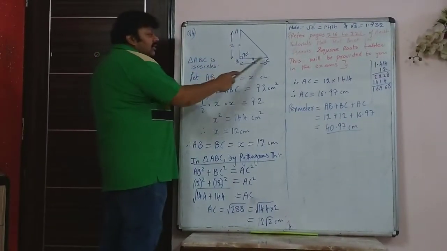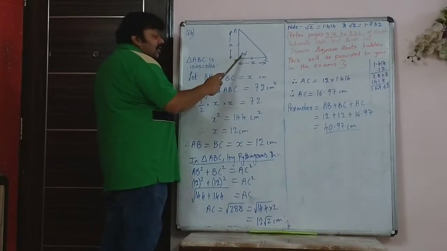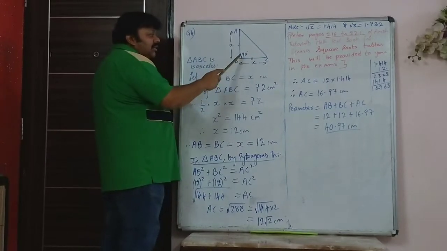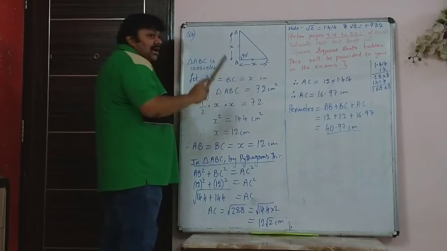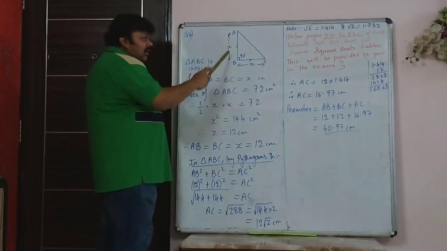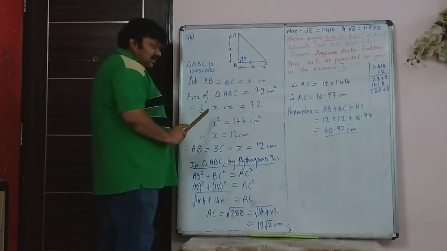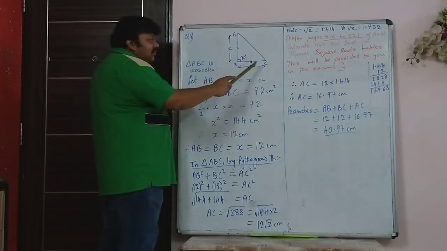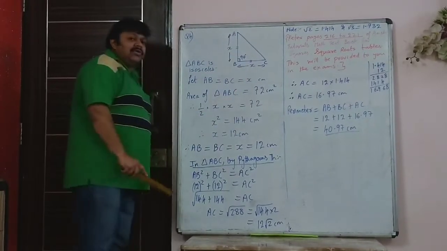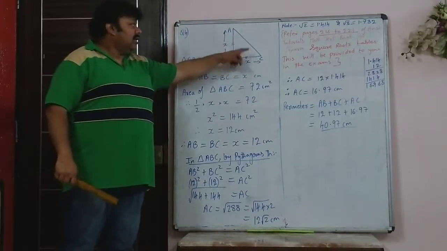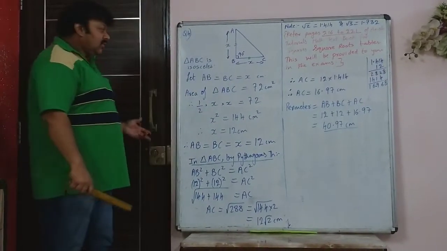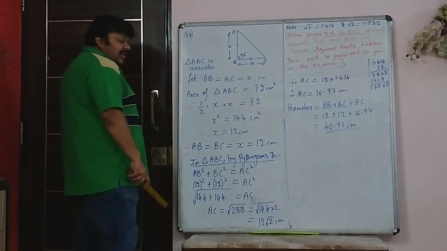So we are considering this triangle ABC. It is having a 90-degree angle. Angle ABC is 90. AB is equal to BC, isosceles. So we are taking both those sides as x. And the area of triangle ABC is 72 centimeter squared.